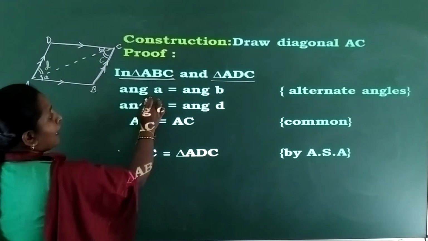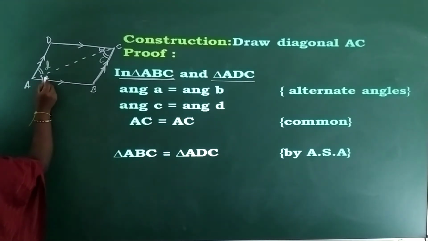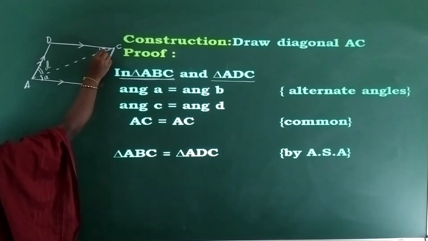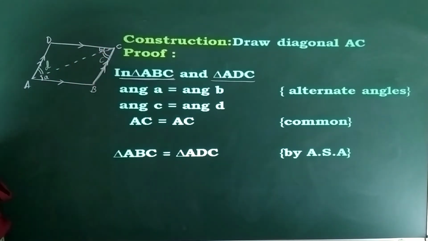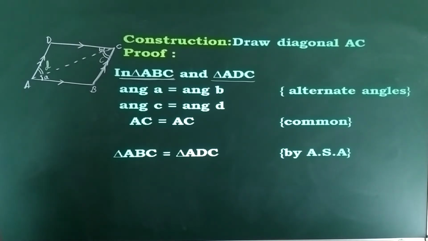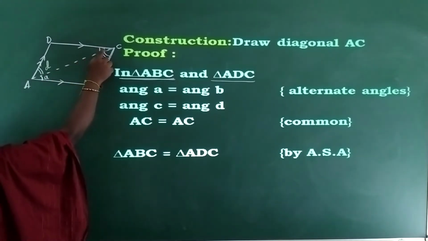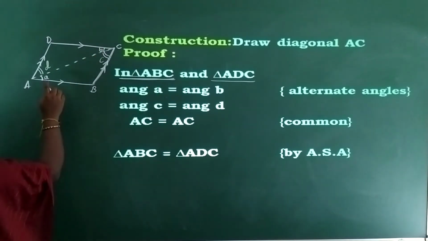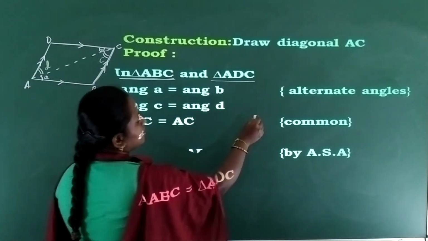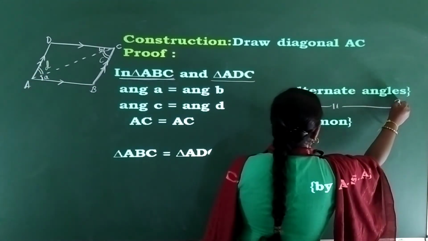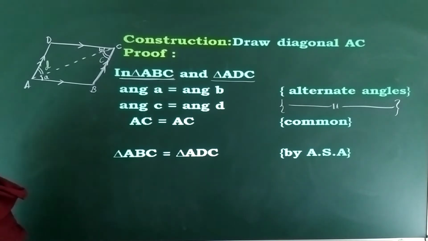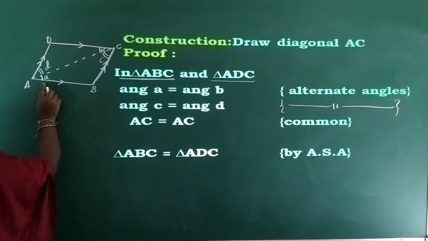So angle A is equal to angle B. You have learned alternate angles, corresponding angles, adjacent angles, vertically opposite angles, co-interior angles. This is all you have learned. So angle A is equal to angle B, alternate angles. Angle C is equal to angle D, that is also alternate angles. So these two are alternate angles.